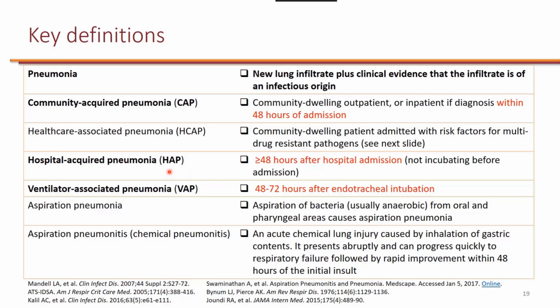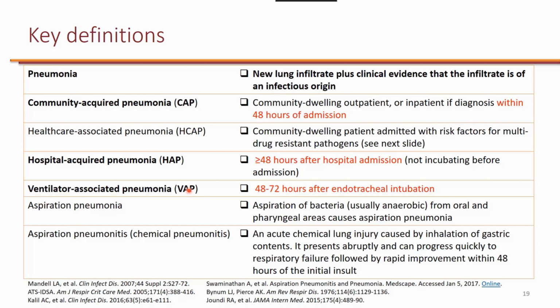Whereas when you look at hospital-acquired pneumonia, it occurs beyond the 48 hours. So if the pneumonia occurs after 48 hours of hospitalization, it means that the origin of the bacteria is from the hospital. It's unlikely to be from the community. Now, there's also ventilator-associated pneumonia, which is basically beyond 48 to 72 hours, so at least 48 to 72 hours after intubation. So, if it's pneumonia 4 days after intubation, it's considered ventilator-associated pneumonia.